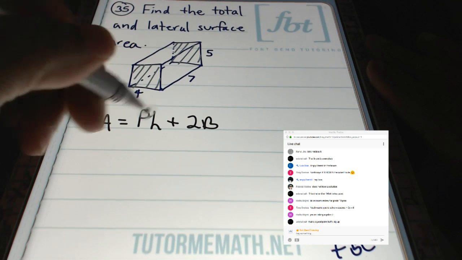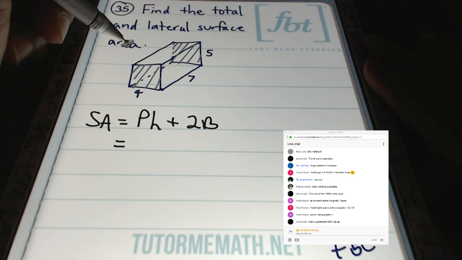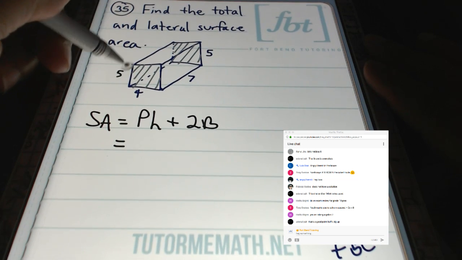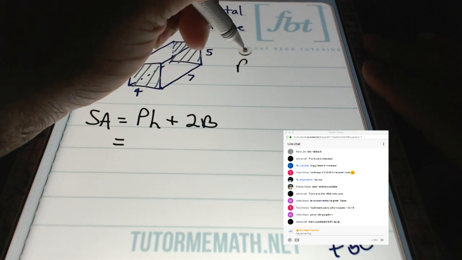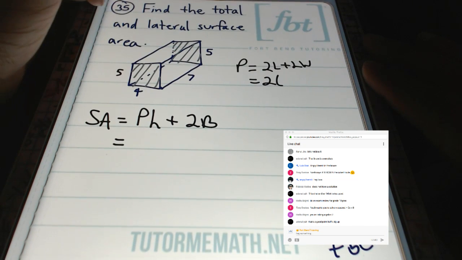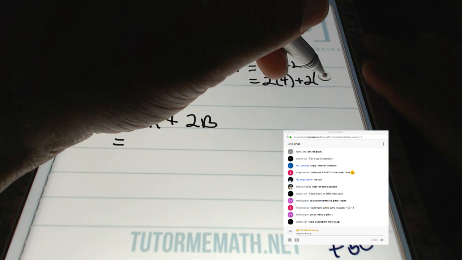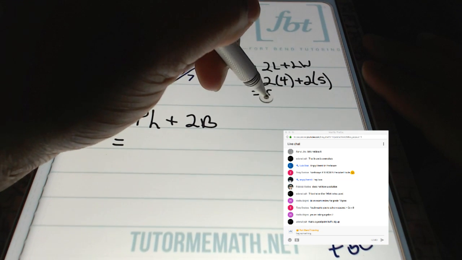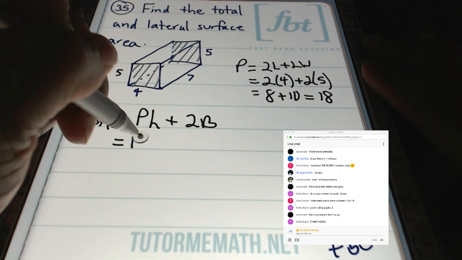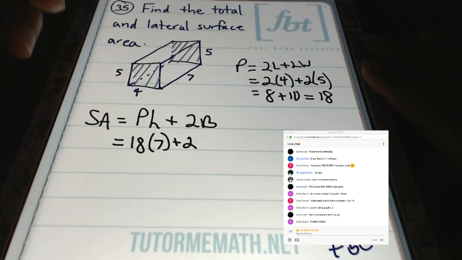All right, so let's go ahead and plug this in. Our perimeter of our rectangular base here, being as though we have dimensions 4 and 5. Remember that the perimeter of a rectangle is 2 times the length plus 2 times the width, right? So we'll have the length being 4 plus our width being 5. And so we'll end up with 8 plus 10 to give us 18. So we'll say that our perimeter is 18 times the height of the prism, which is 7, plus 2 times the area of the base.